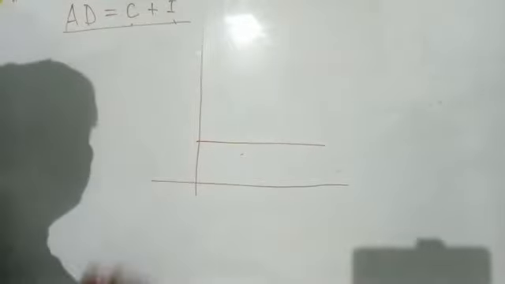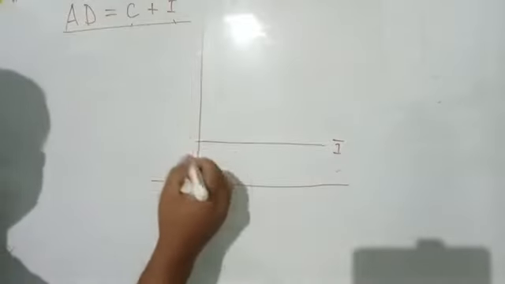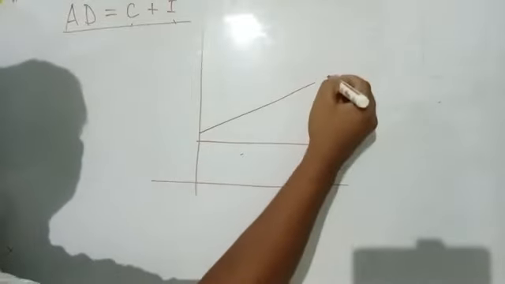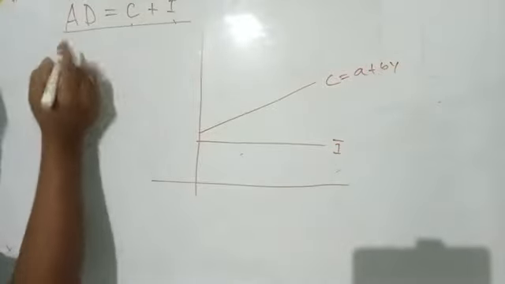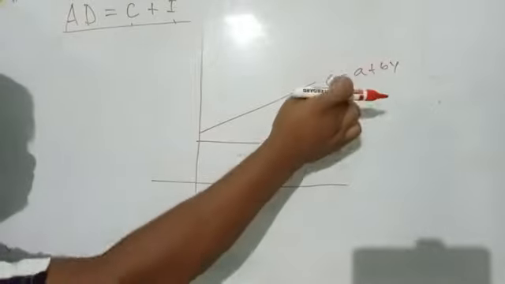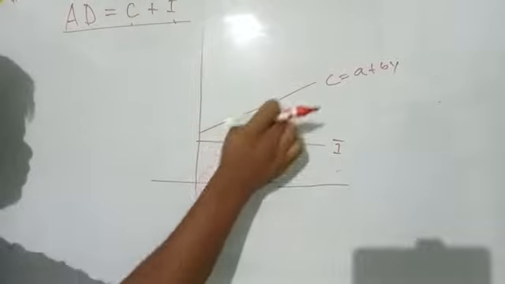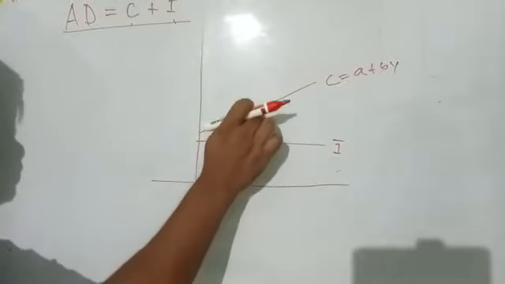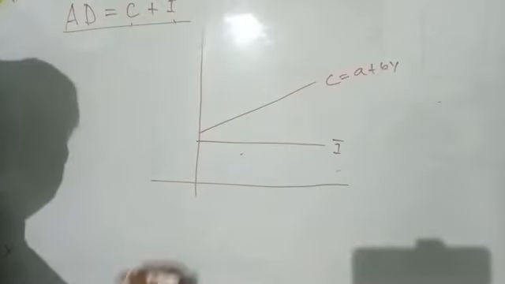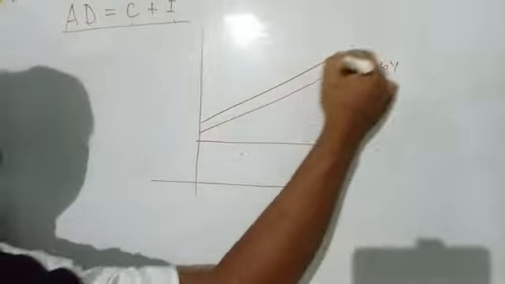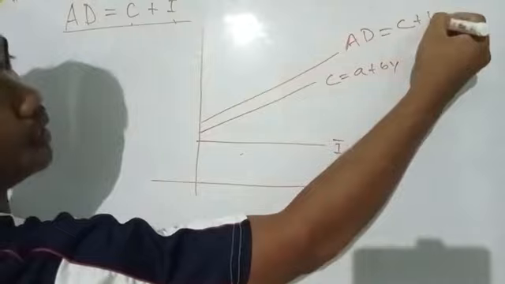We have autonomous investment, which is I bar, and we have consumption, which is like this. C is A plus BY. So you see, AD is actually a combination of C plus I. That is why if you sum this and this, you will get AD. So AD should be greater than these two things. That is why we will get the AD curve, which will be like this. AD equal to C plus I.